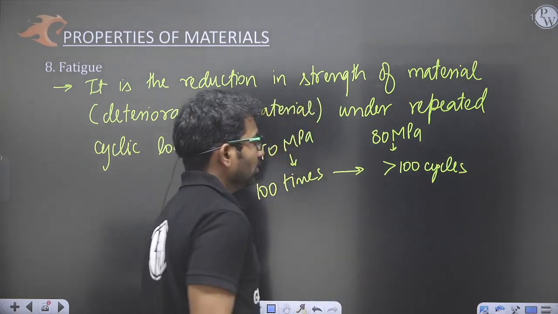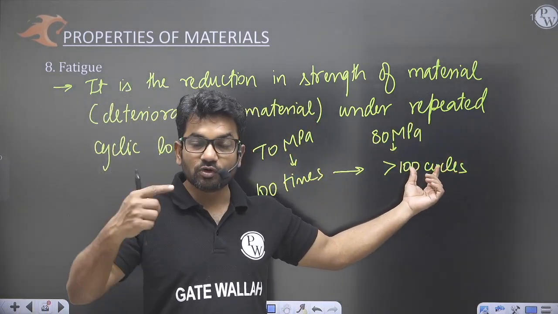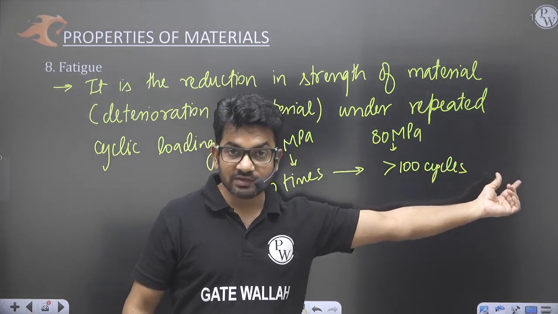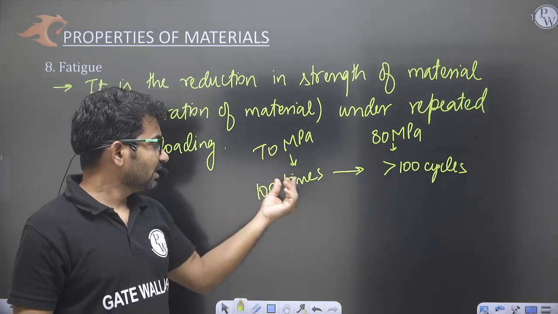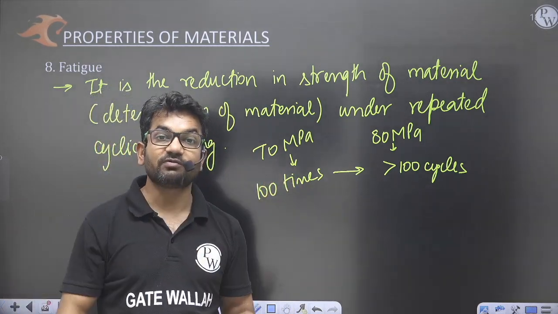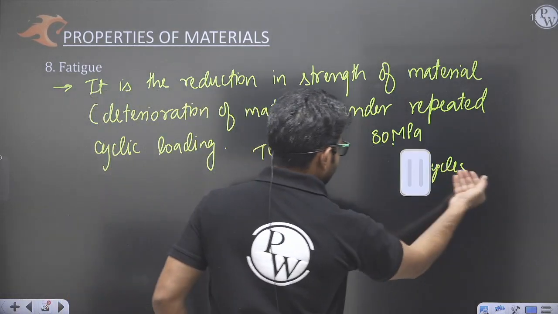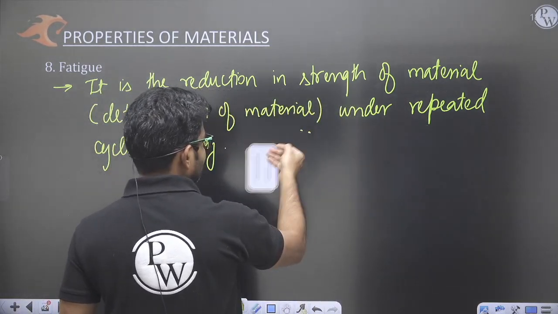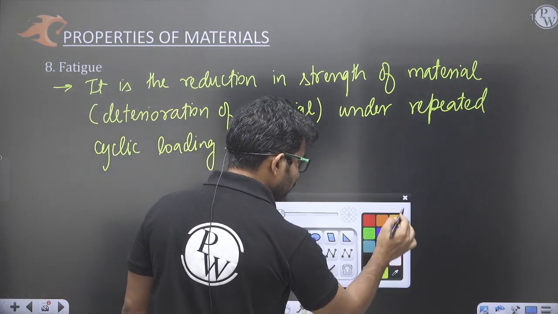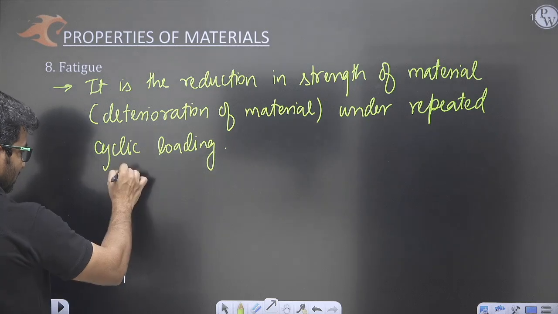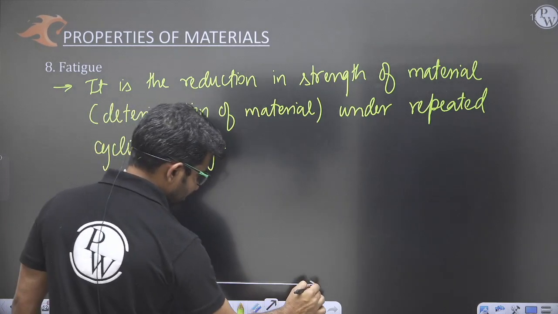Now, if I am able to apply 90 megapascal stress, the number of cycles will be even less. If I am able to apply only, let us say, 60 megapascal, then maybe I have to apply that loading 500 times. So we can get a curve between the stress applied and the number of cycles required to produce fracture or to break the material. We can draw the curve between them.